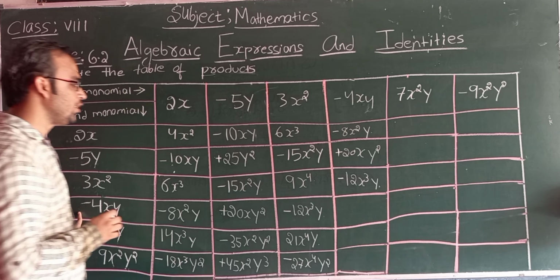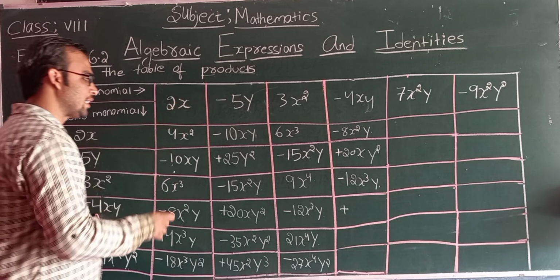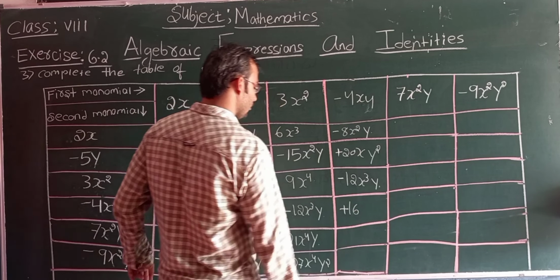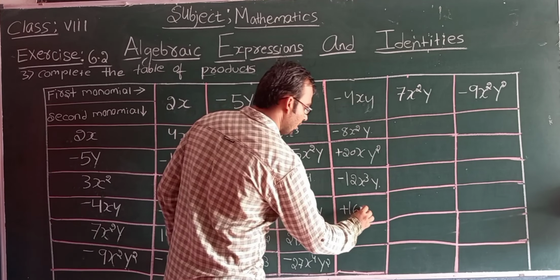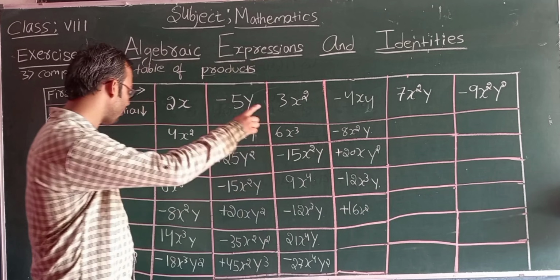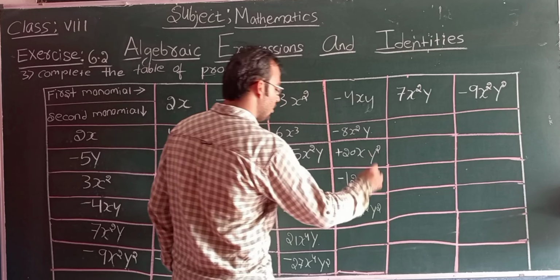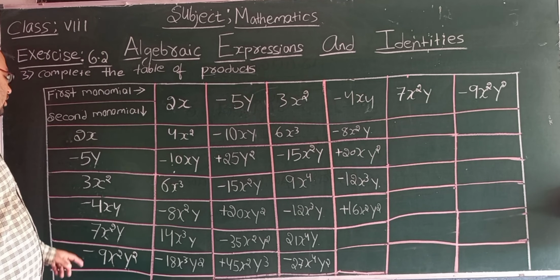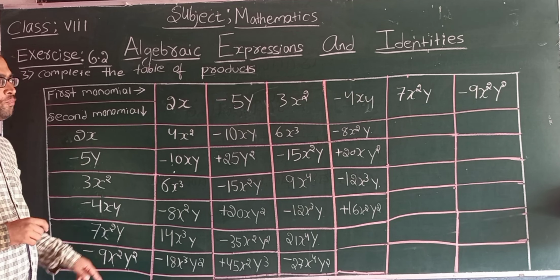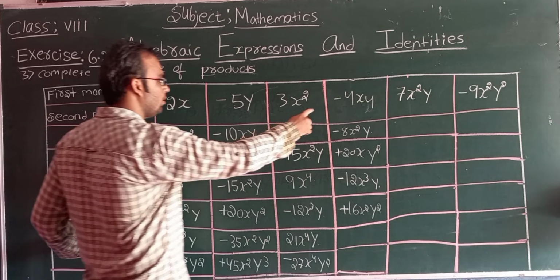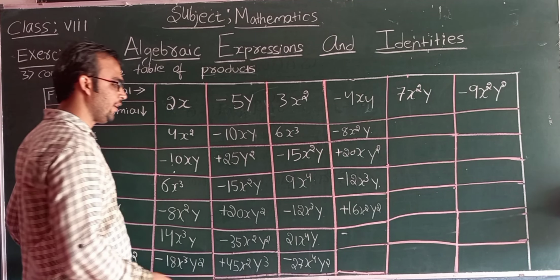Okay, so here minus into minus will be plus. 4 4s are 16. X into x will be x square and there is one y and here also one y is there. So y into y will be y square. Okay, now come to this 7x square y and minus 4xy. Okay, so plus into minus will be minus and 4 7s are 28.